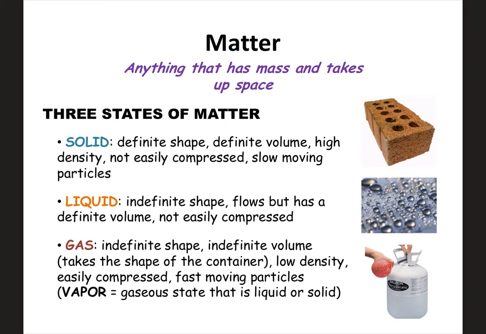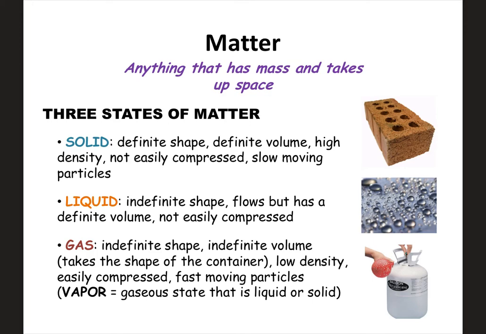Gases have an indefinite shape and an indefinite volume. So gases will take the shape of their container, and their volume can expand. So if you have a gas in a container, it's the shape of the container, it's the volume of the container. As soon as you open up the lid on that container, the gas will now take up the space of the entire room, and it will be the shape of the entire room. So we say indefinite shape, indefinite volume for a gas. Gases therefore have a low density because they don't have as much stuff in a given area, and therefore then they can be easily compressed. And the particles of a gas are moving much faster here.